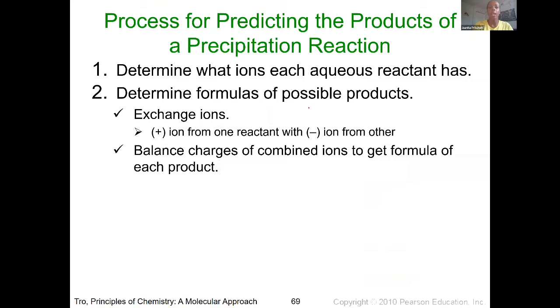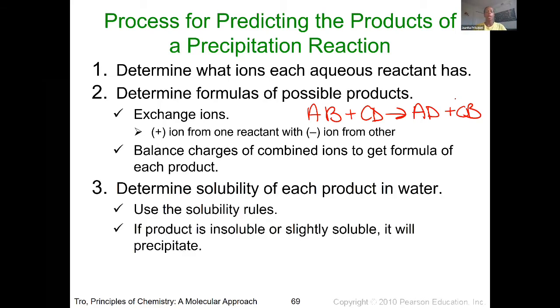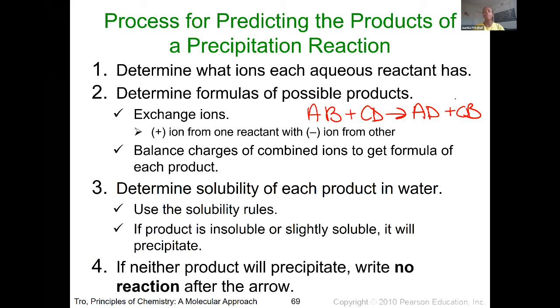Remember, that's that AB plus CD format. We'd have A and D coming together and C and B coming together, and we adjust the coefficients and the subscripts accordingly. Then we determine the solubility of each product. So now we go back to that chart that I showed in that previous video and look up the solubility for the products, because we know that the starting materials are aqueous.